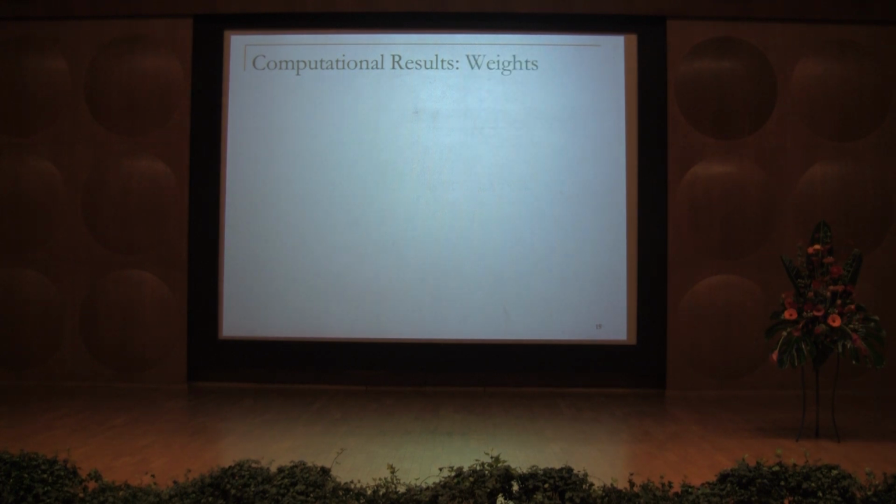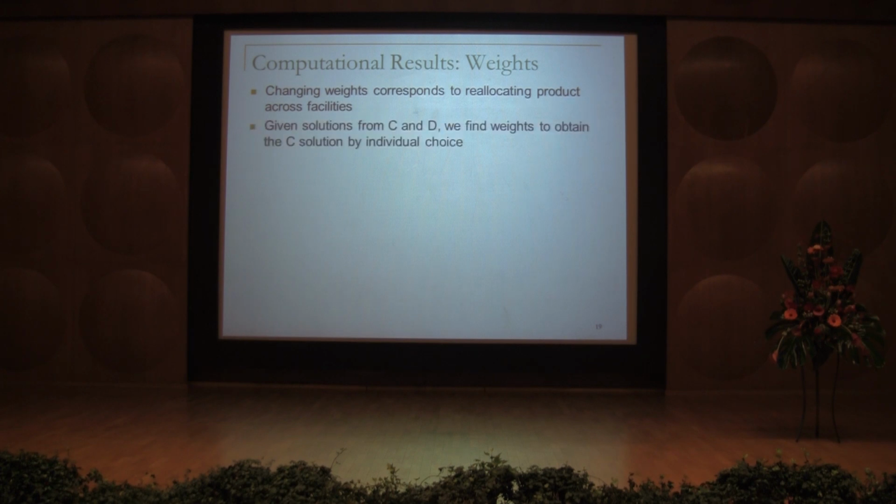So how might we apply that idea of changing the weights on congestion in the pandemic case? Well, because weights directly correspond to the product that's available at the facility, we can move the available vaccine among facilities to try to encourage individuals to also distribute themselves accordingly. So changing weights corresponds to reallocating the product across facilities. Given solutions from the centralized and the decentralized, or C and D cases respectively, we find an allocation of the existing vaccine to obtain the centralized solution, but under the idea that individuals are still choosing which facility to visit.